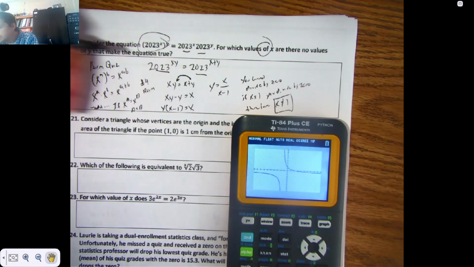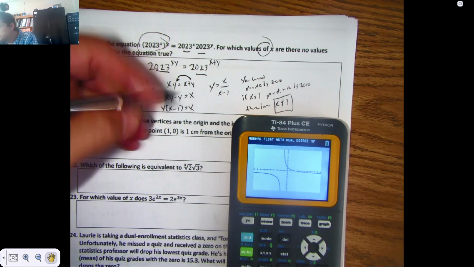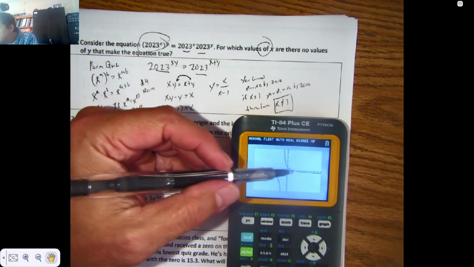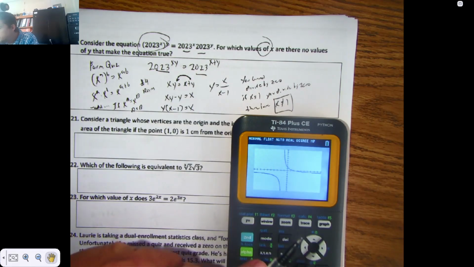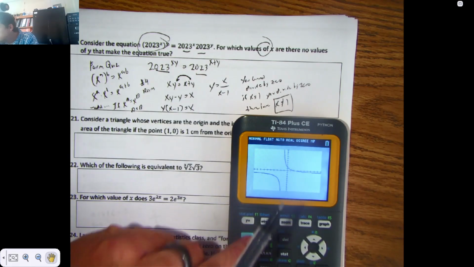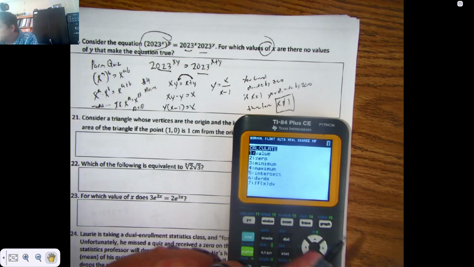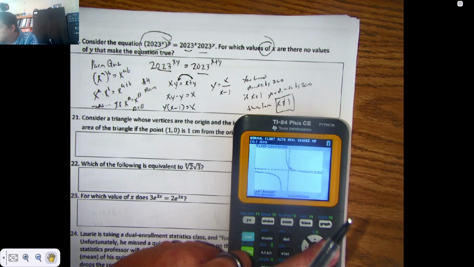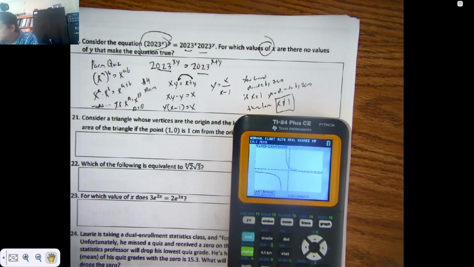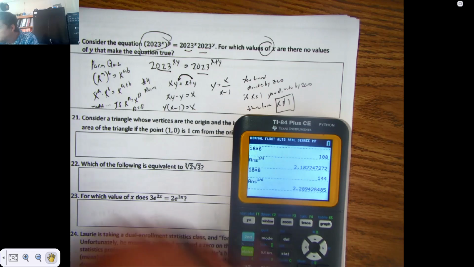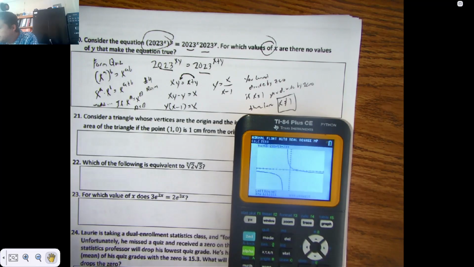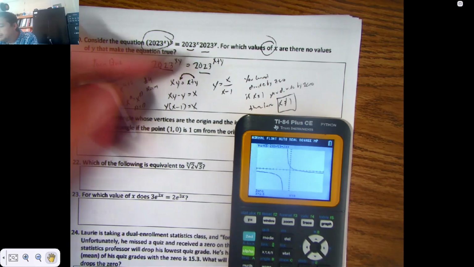So I think that they're talking about right there and there. And they gave us a point on it. All right, that's a good thing they did. It looks to me like there's an x-intercept probably at 2, but let's take a look here. Second trace, zero. Enter, enter, enter. Oh, quit. Second trace, zero. Forgot about this one. It asks for the left boundary, enter. Right boundary, enter. Guess, enter. 2.5.